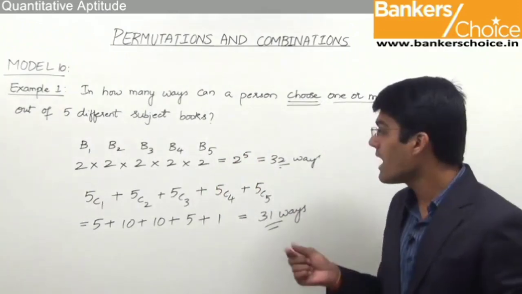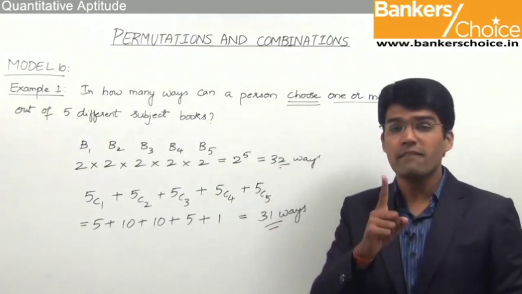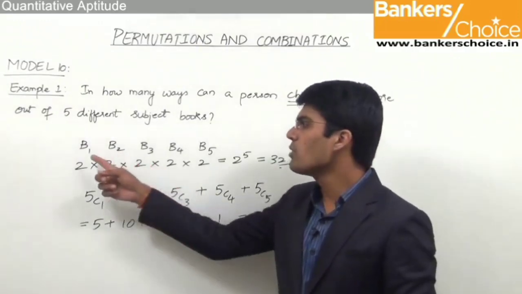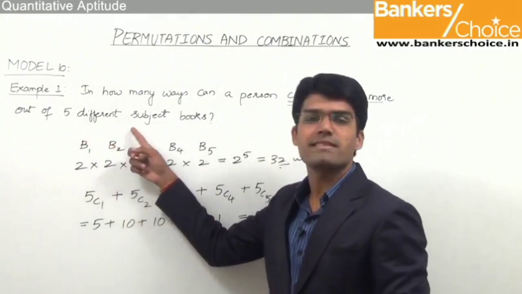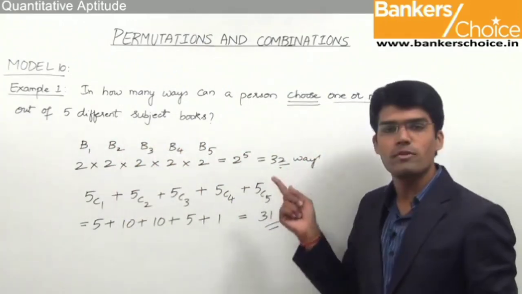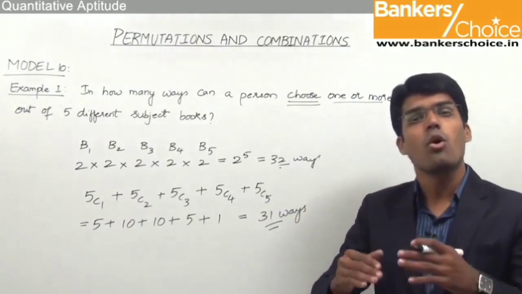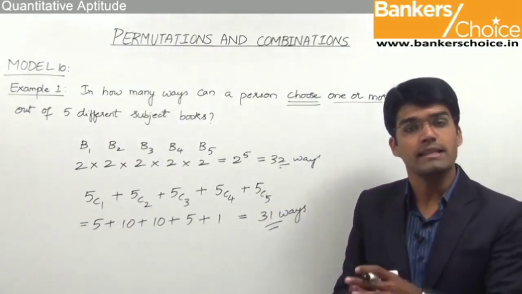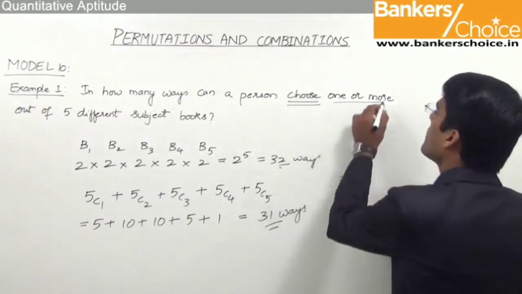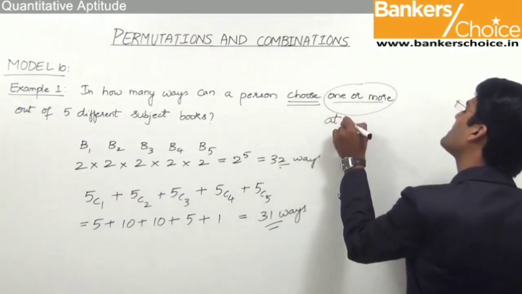But remember friends, out of these 32 ways, there will be one way in which all the books get rejected. For example, book number 1 is not selected, book 2 is not selected, 3, 4, 5 are also not selected. That means out of these total 32 ways, there will be one particular way in which all the books are rejected. And in the remaining 31 ways, at least one gets selected. We know that one or more is nothing but at least one.